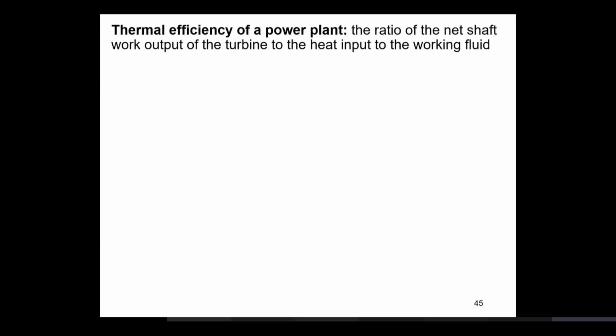Now, we have looked into the energy of the combustion process. Now we'll look into the thermal efficiency of a power plant. Thermal efficiency is the ratio of net shaft work output of the turbine and the heat input to the working fluid. Let's see how a power plant works.